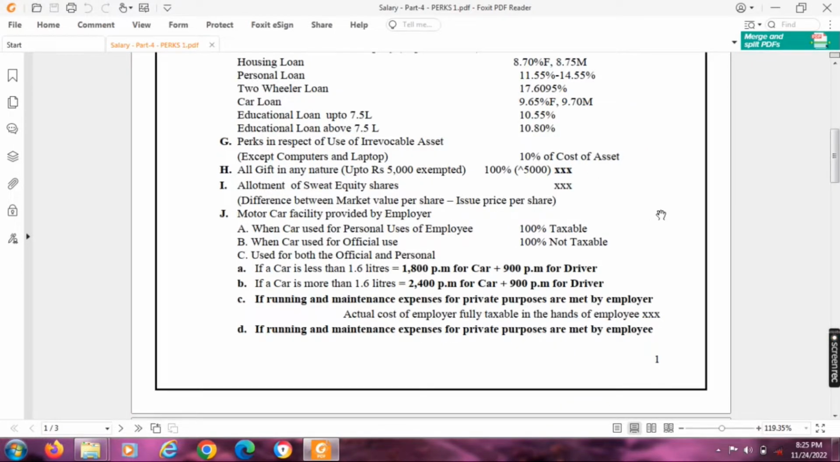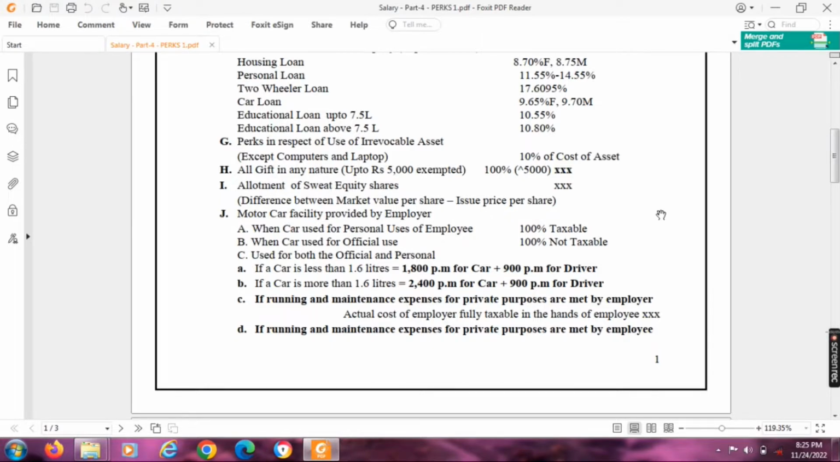Next one, PEGs in respect of use of irrevocable asset by an employee, except computers and laptop. The 10% of the cost of the asset was taxable in the hands of employee. All gift in nature up to rupees 5,000 was exempted. If any gift provided by the employer to their employee, if the cost of the gift exceeds 5,000, 100% taxable. Next, allotment of sweat equity shares by the company to their employees. The difference between the market value per share and the issue price per share was taxable in the hands of employee.